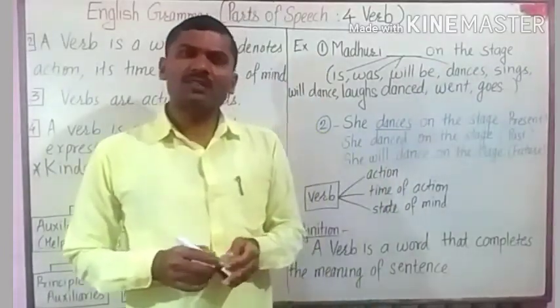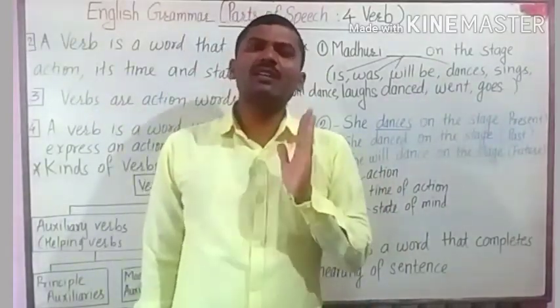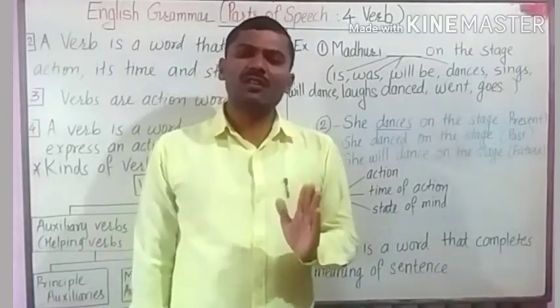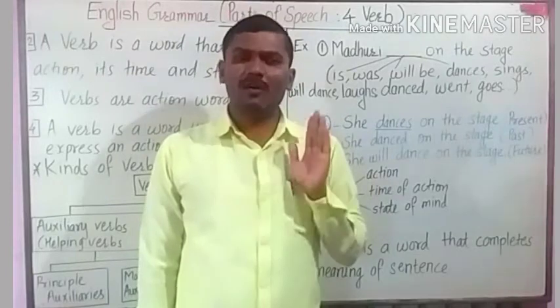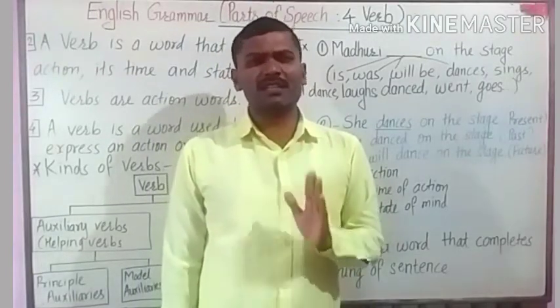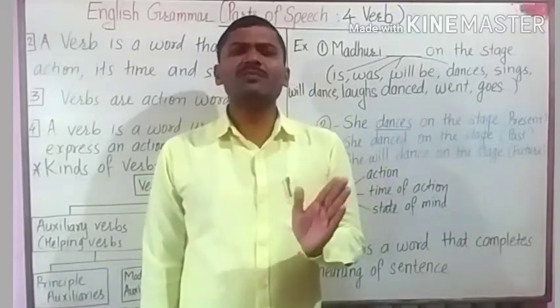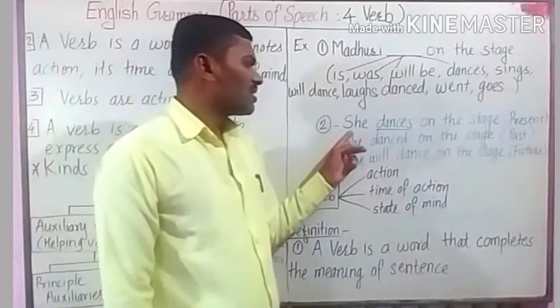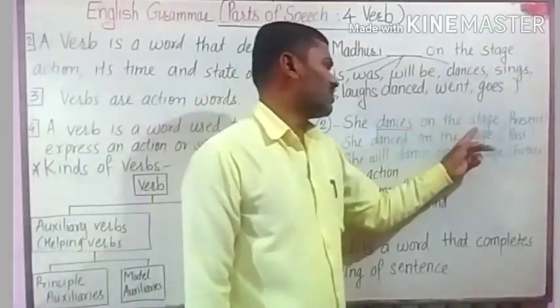Here we understood that without a verb we cannot complete the sentence. It means a verb is a word that completes the meaning of a sentence. So verb is the most important part of English grammar. Without a verb there can't be a sentence. Second example, she dances on the stage.